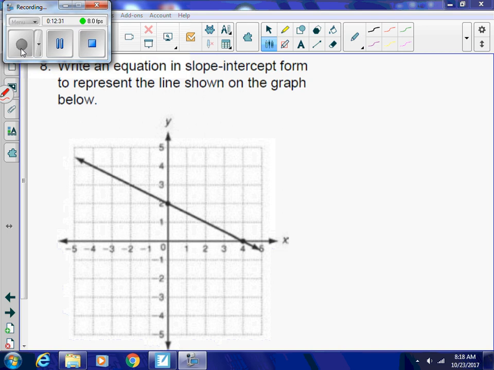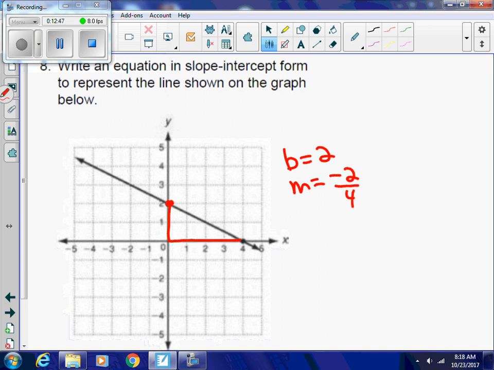Got another, write an equation in slope-intercept form. I've got the intercept, and I can find the slope going down 2 over 4. It's -2 over 4, which reduces to -1/2. And it's just y equals mx plus b.